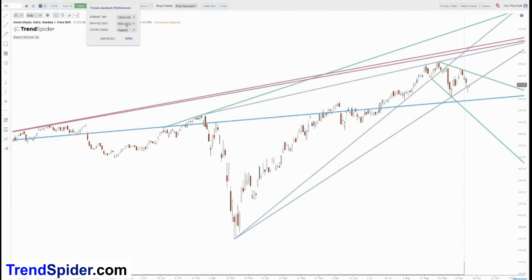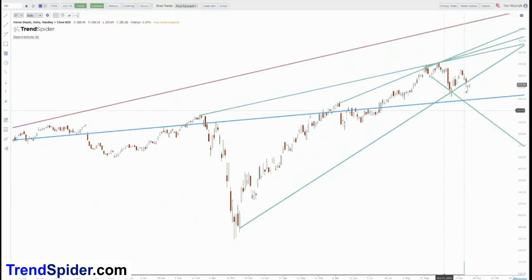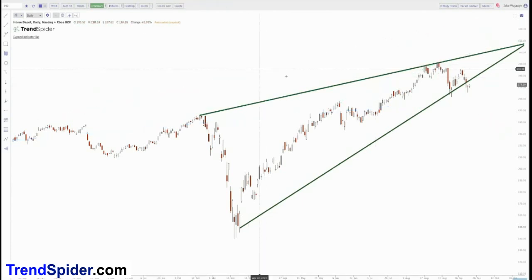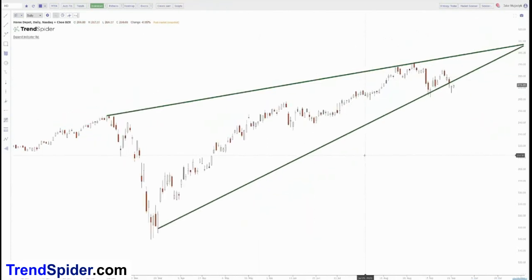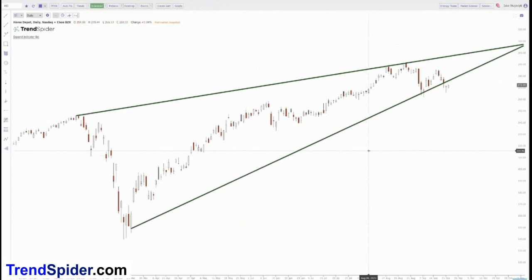So maybe you want to connect body to body instead of wick to wick. If I click on body here and apply it, you'll see that these different trends pop up, because now we're connecting the bodies of these candles rather than the wicks. So you can see that, using this body to body, technically we've already broken down through this ascending wedge formation. Does that mean that it's wrong? No, it's just a different way to apply your technical analysis and see the chart. Some people prefer bodies, some people prefer wicks.